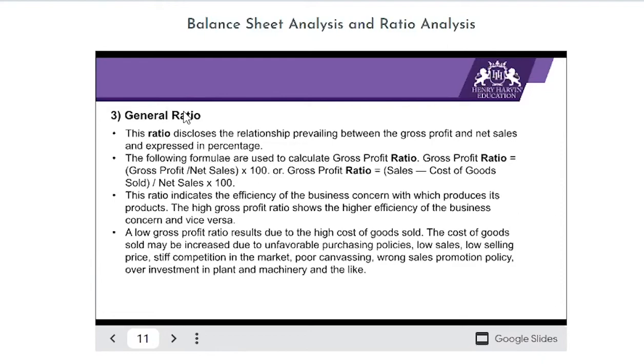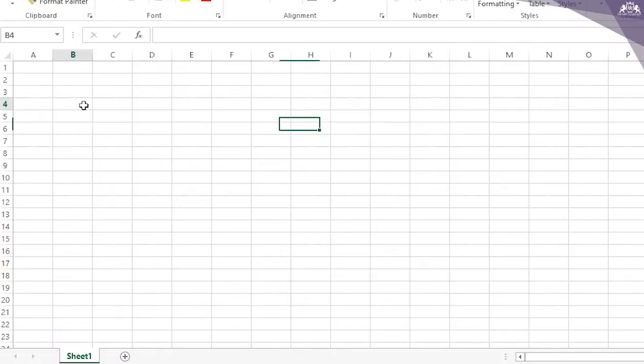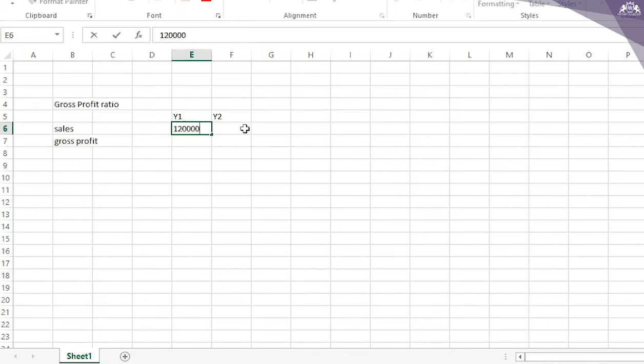I will just note down the, now suppose I'm doing here the gross profit ratio. Sales in year 1, year 2, sales is 1,20,000, 1,60,000. Gross profit is 40,000.